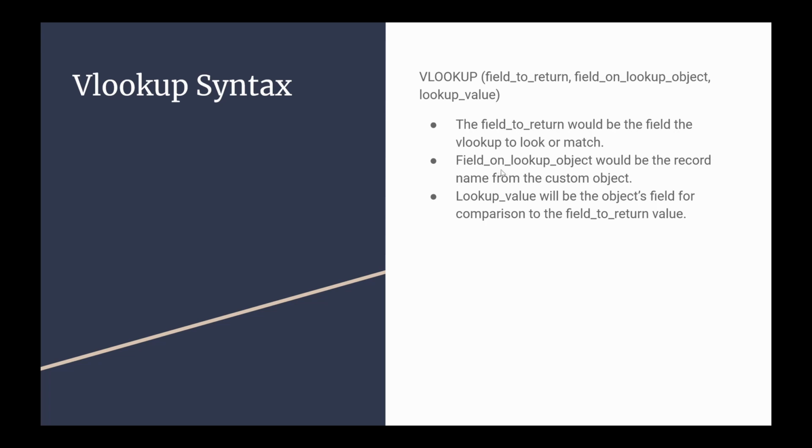Field on lookup object would be the record name from the custom object. This is something very important to note, and again, I will show more in the demonstration. Lookup value will be the object's field for comparison to the field to return value. So right here is field to return and lookup value right here. Just to note, they do have to be the same data type. If you recall in the previous slide, the data types have to be the same. Otherwise, when creating your formula in the validation rule, it will error out or it just won't work.